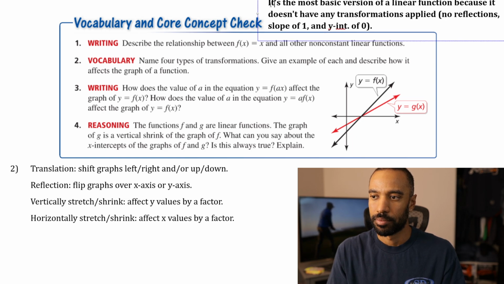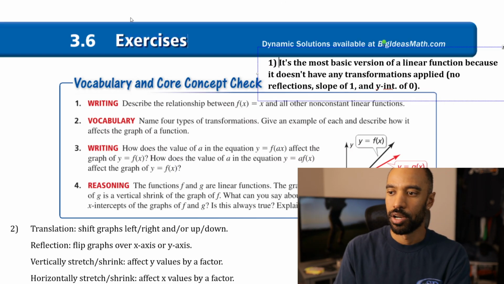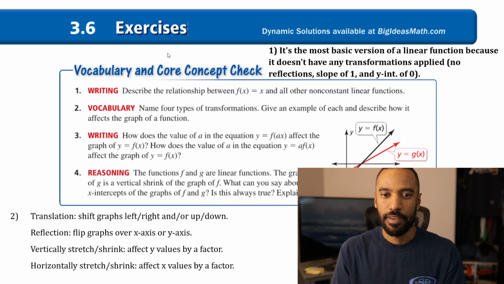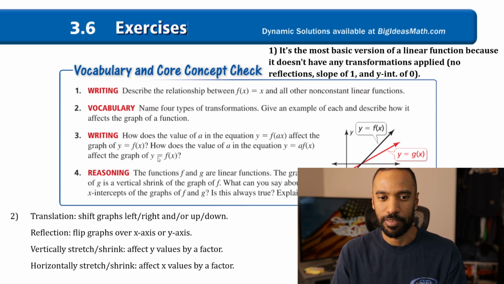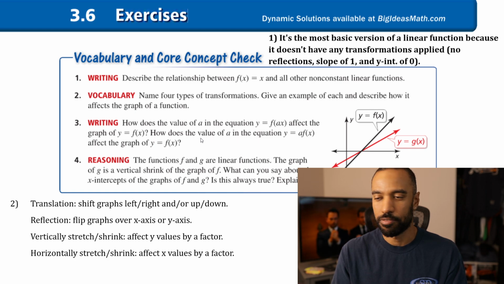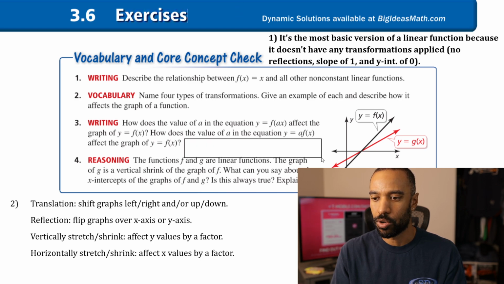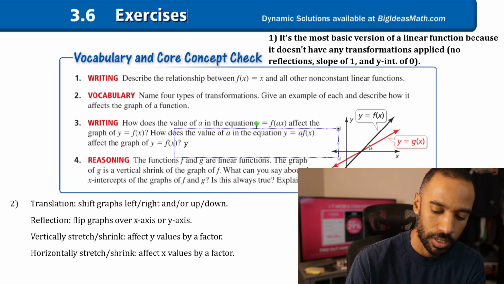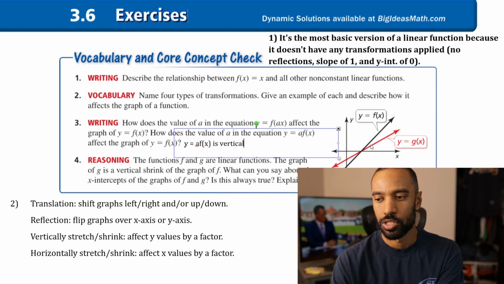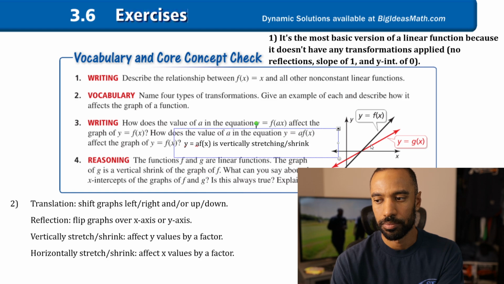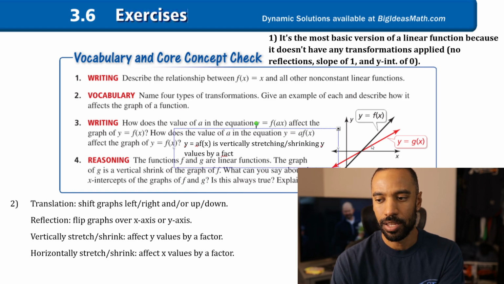Number 3, writing. How does the value of a in the equation y equals a times f of x affect the graph of y equals f of x? Well, the a times f of x is much easier to say. You're taking your value and multiplying it by a, and therefore it affects your y value. Therefore, y equals a times f of x is vertically stretching or shrinking y values by a factor of a.